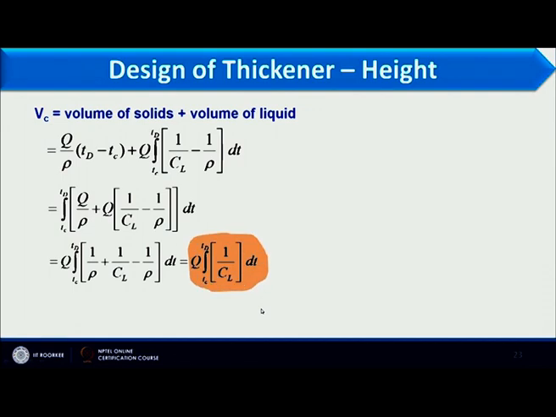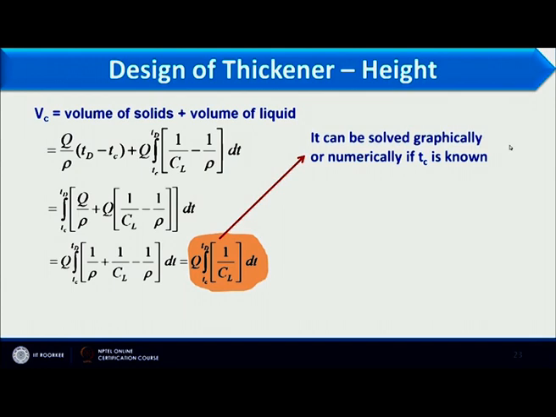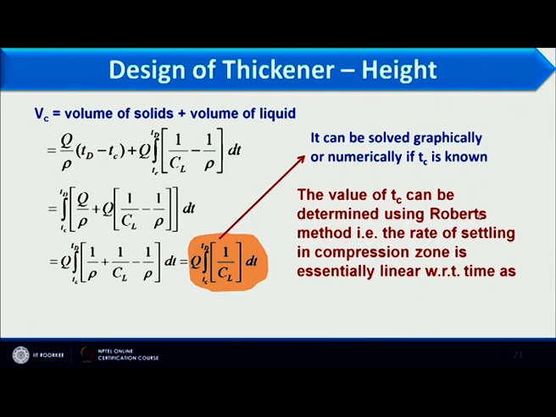Now, this equation can be solved graphically or numerically if Tc is known. I already know the Td value, because I know the final concentration, but I do not know the Tc value. So how will Tc be calculated? It will be calculated by the method proposed by Roberts.